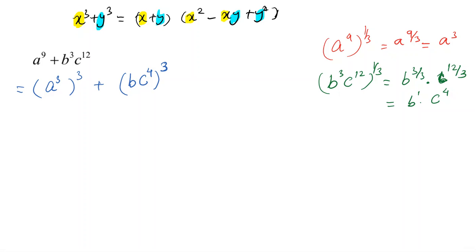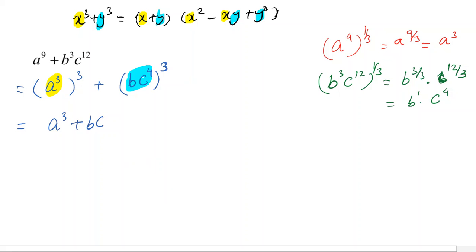So in this case, in place of x, we have a cube. So take that whole thing. In place of y, you have bc raised to power 4. So apply your formula carefully. So x cube plus y cube, x plus y, so it means yellow plus blue. Then we have yellow square minus yellow times blue plus blue square.